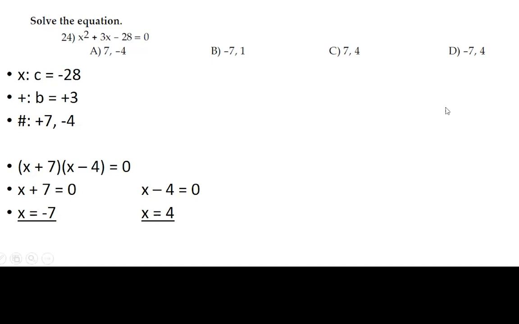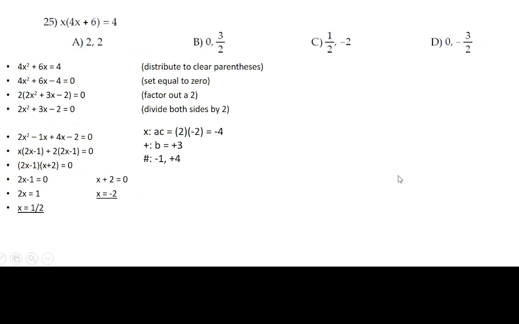Finally, number 25. We want to solve x times 4x plus 6 equals 4. The first step is to distribute to clear the parentheses. So we distribute the x through the 4x plus 6 and get 4x squared plus 6x equals 4.